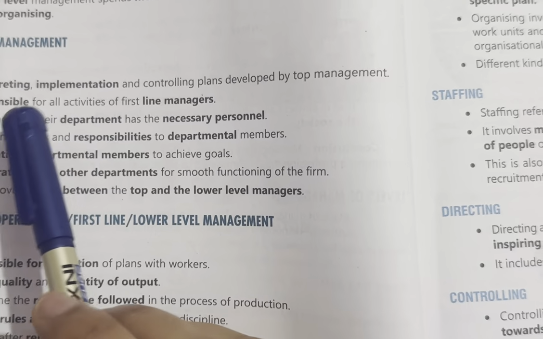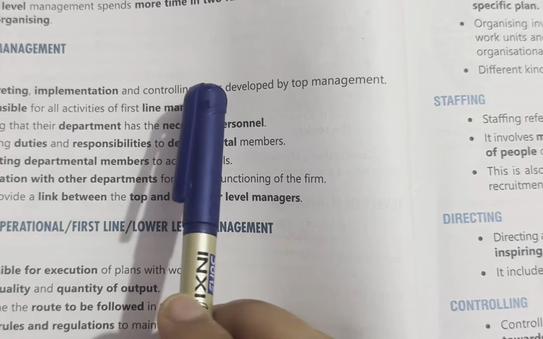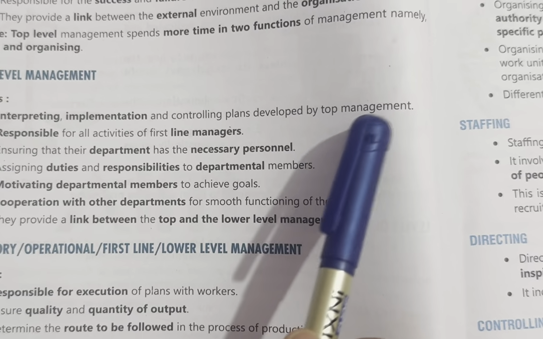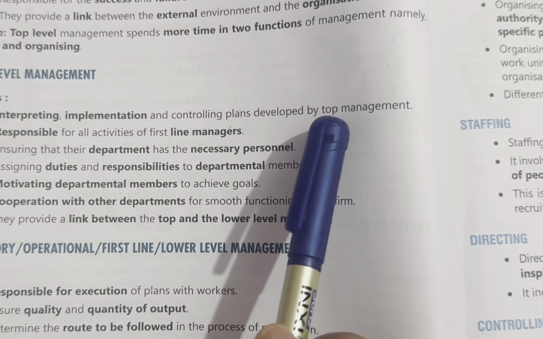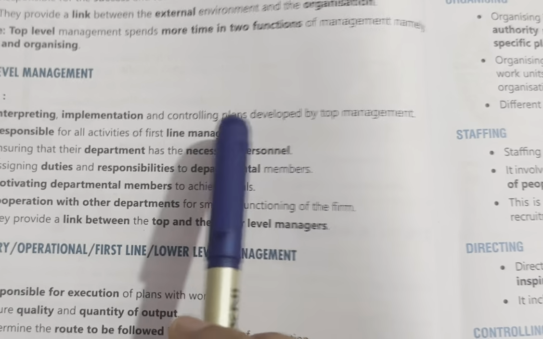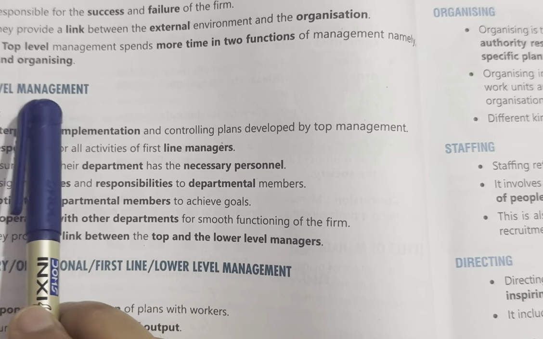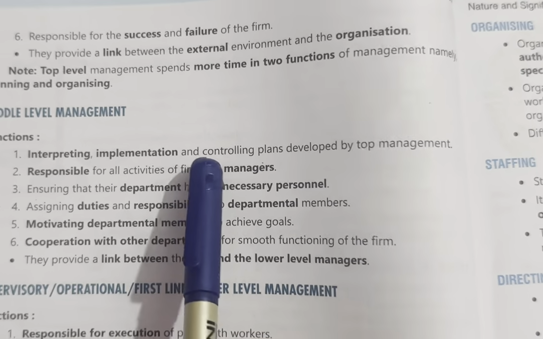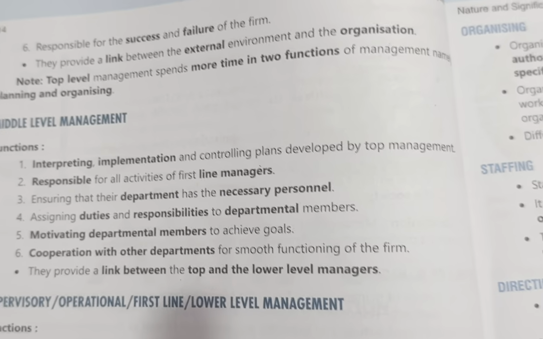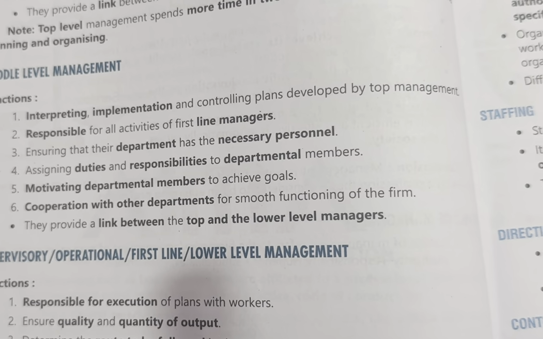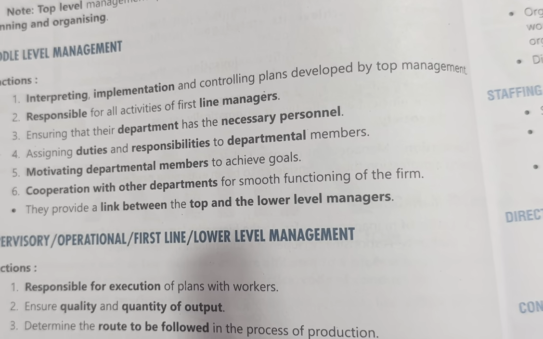Their functions are interpreting, implementation and controlling plans developed by top management. As I told you that top level management formulates plans and strategies. So those strategies are implemented by middle level management. So their function is to interpret and implement the plans developed by top management. Next is responsible for all activities of first line managers.